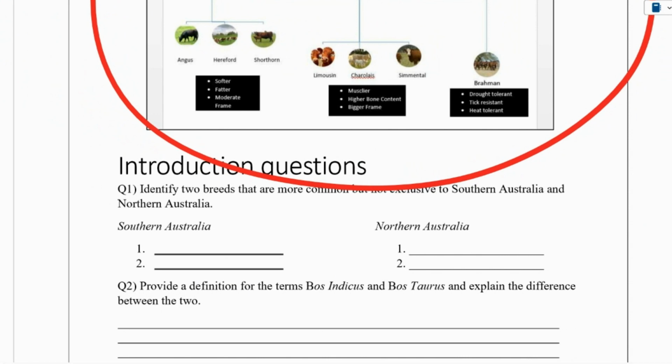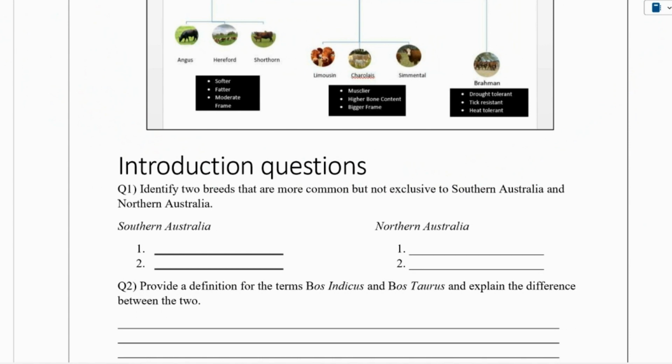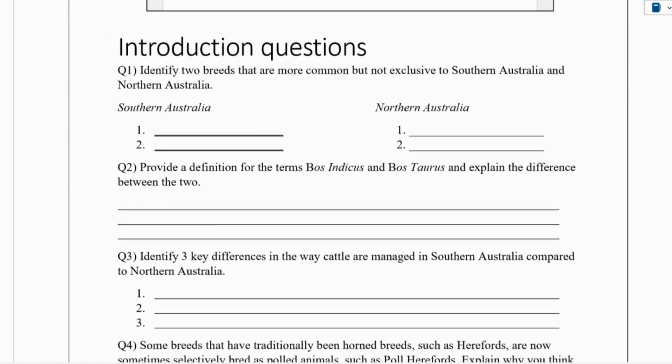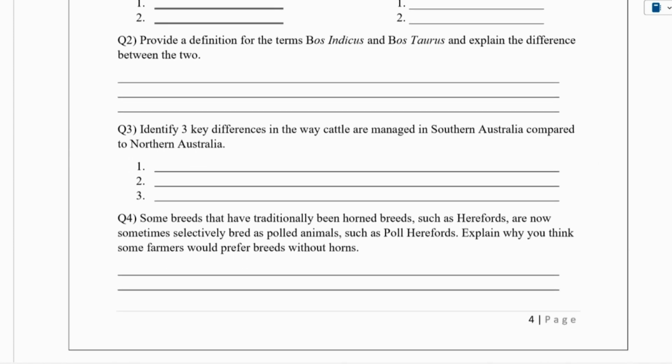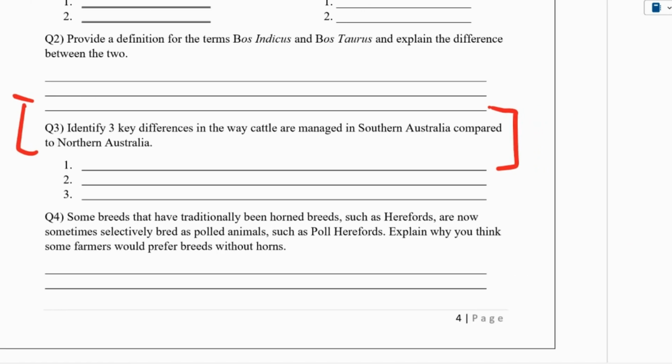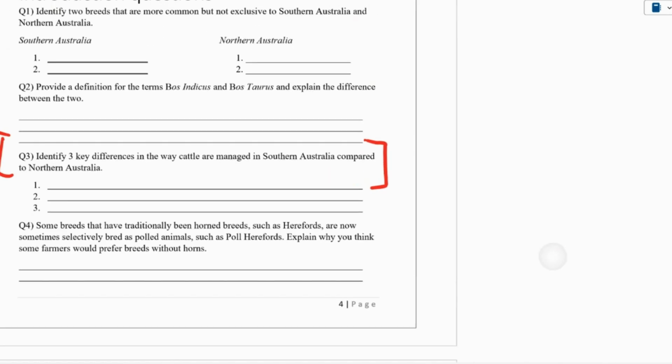Probably the two biggest animals in Northern Australia are your Brahmin and Droughtmaster, just FYI. You can come up with the two from SA. I think it's a really good question. There are 3 key differences in the way cattle are managed in SA compared to Northern Australia. And actually, it's really simple.